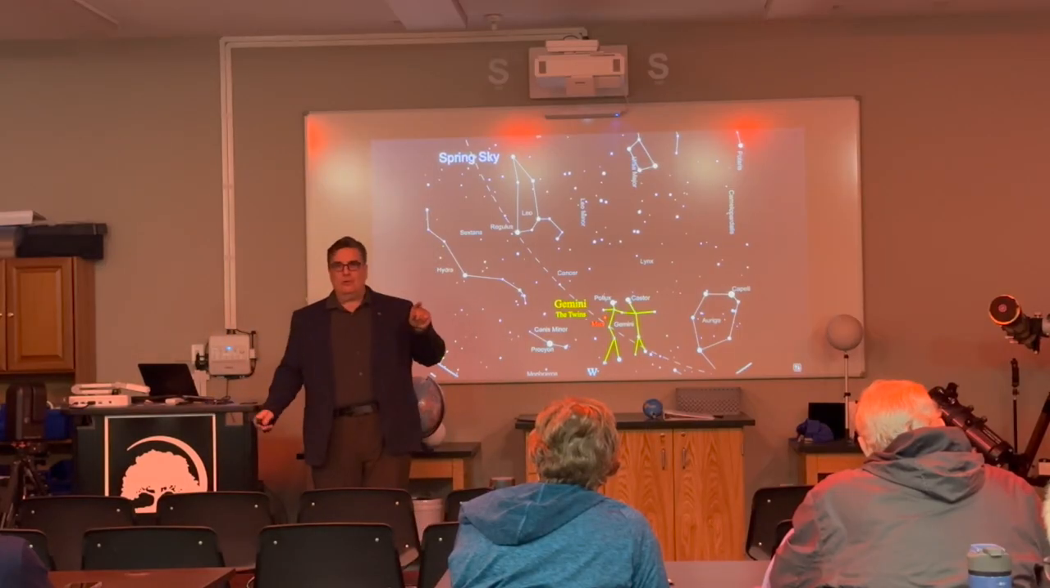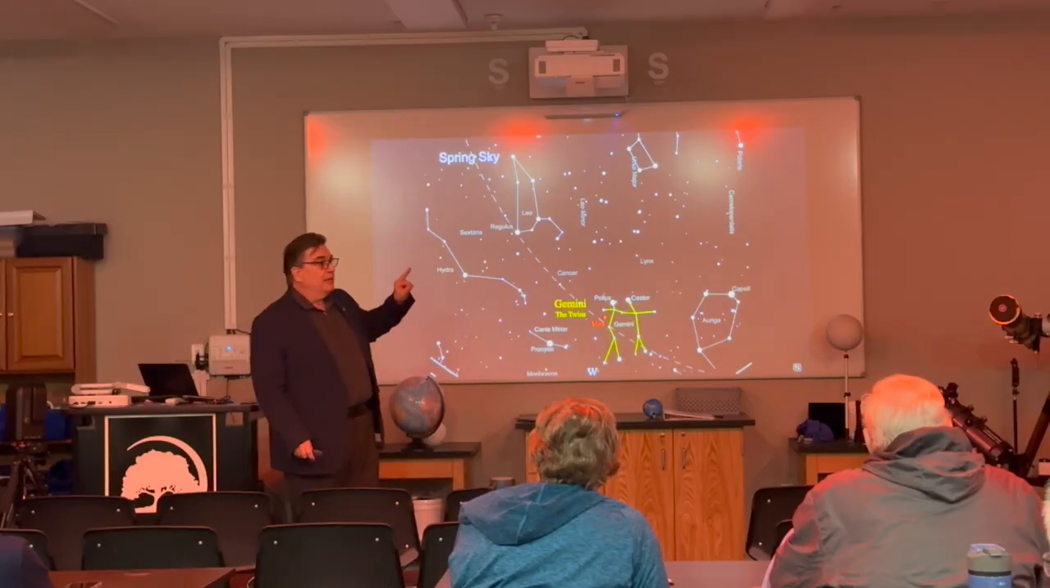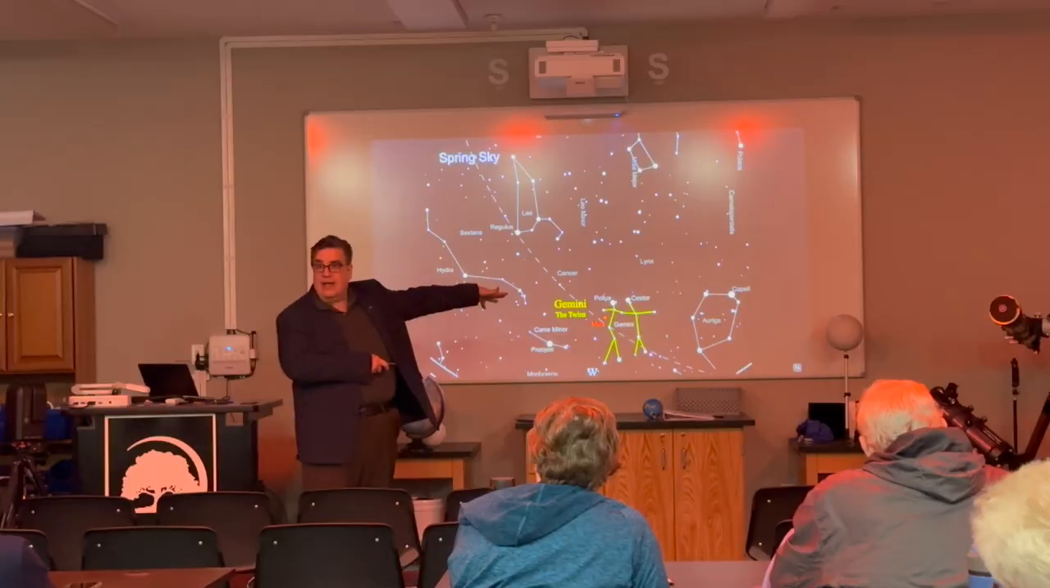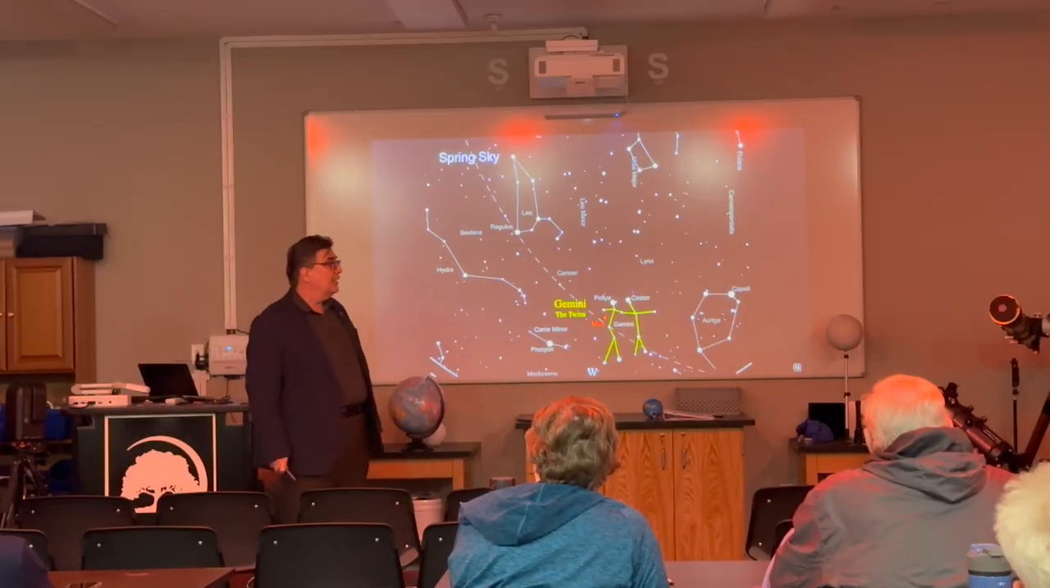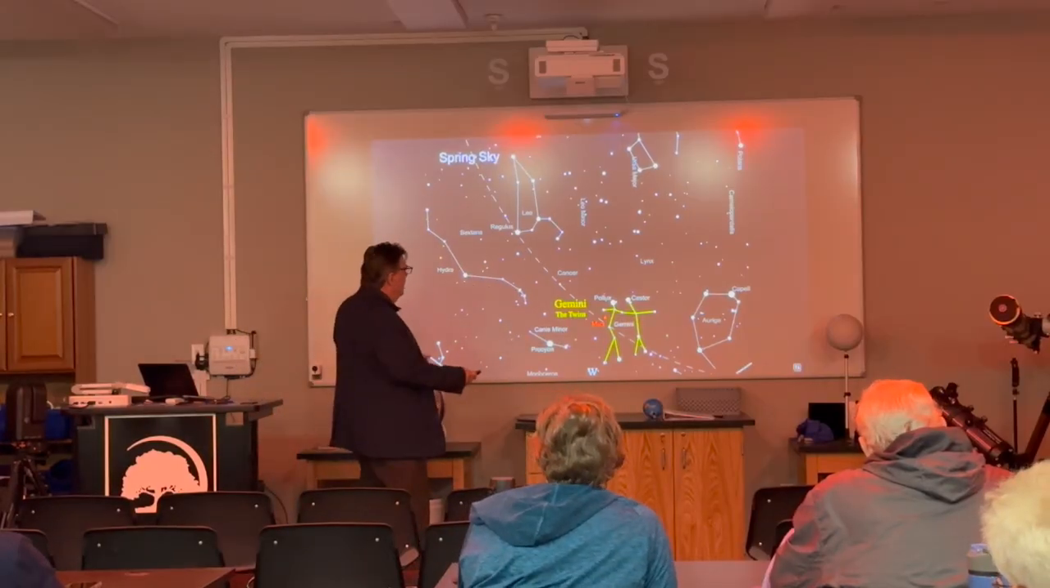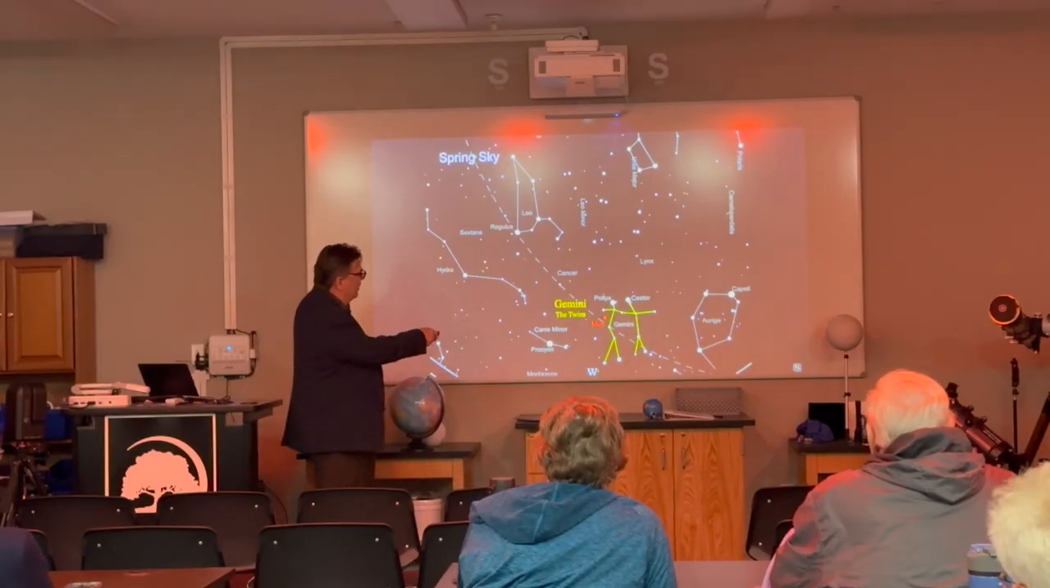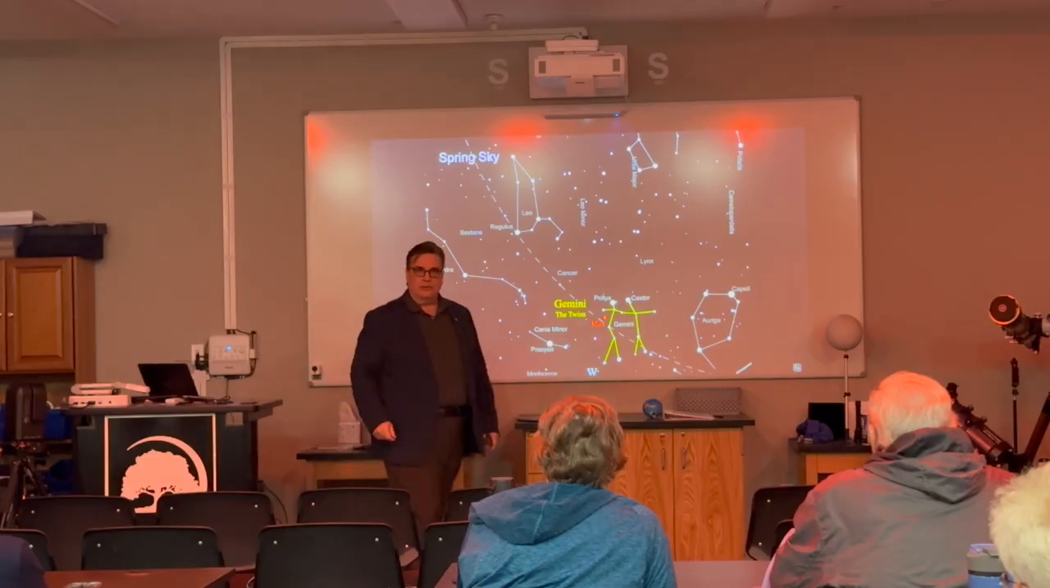Jupiter is up as well, but by the time 11 o'clock rolls by, Jupiter is a little too low for me to have had in this program, but we'll get a chance to see it in the actual sky tonight if it's clear. There's the ecliptic, the path that the sun, the moon, and all the planets take as they travel through these constellations.